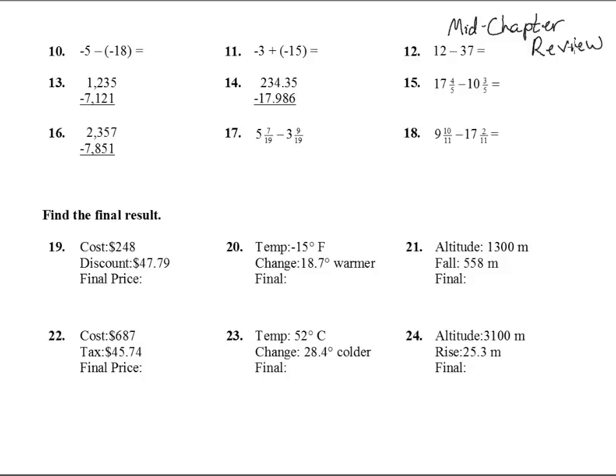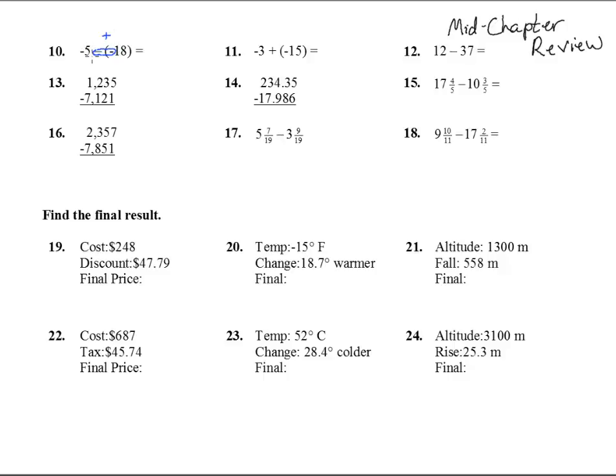Here we are in mid-chapter review, numbers 10 through 24 with the answers, with the subtraction and addition problems. So here we have -5 subtract a -18. When we subtract a negative, that means we are subtracting something in the opposite direction. That means we are actually adding 18. So we have a positive 18, -5.